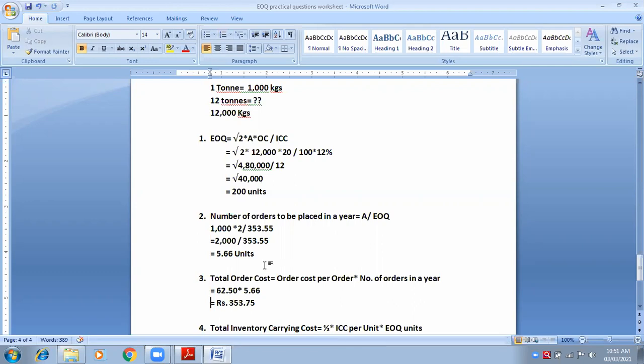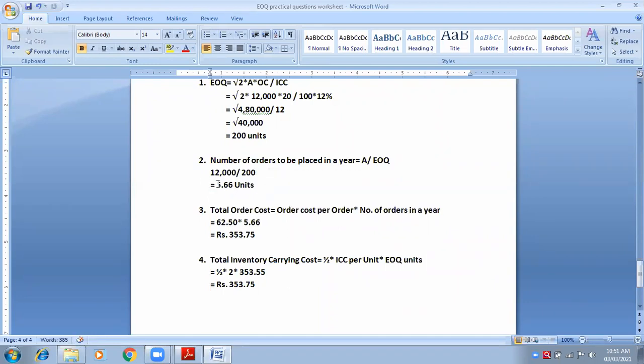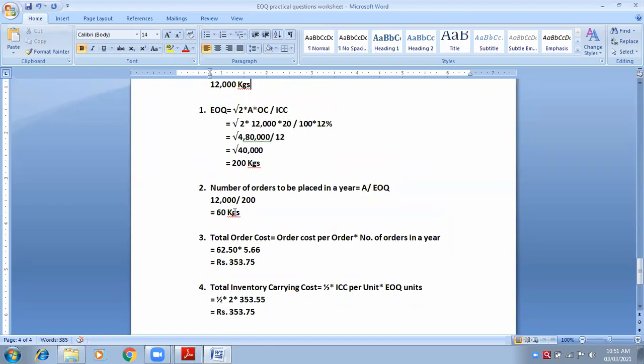Now the next formula is the number of orders to be placed in a year. What is the formula? A by EOQ. What is A for us? 12,000, divided by EOQ, which is 200. So what is the final answer? 12,000 divided by 200 is 60. Units is not the correct form. It is kgs because the question asks for kilograms. So the answer will be in kgs: 200 kgs, 60 kgs. That is how you have to write.